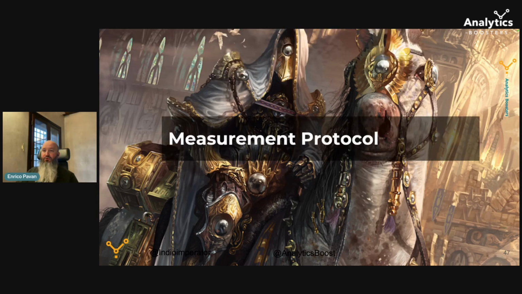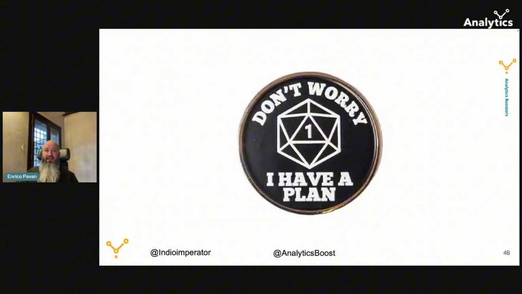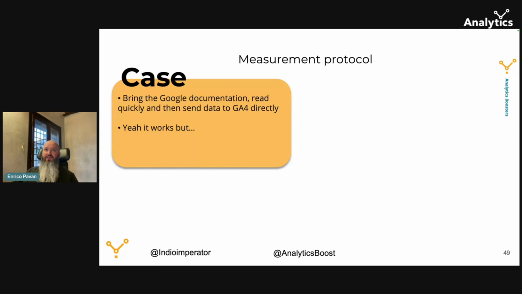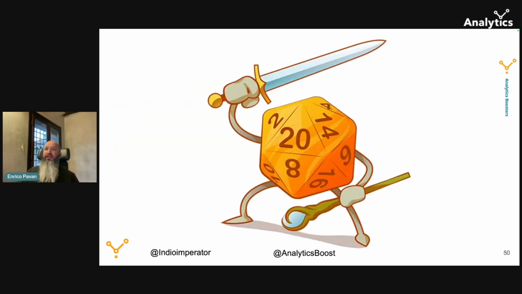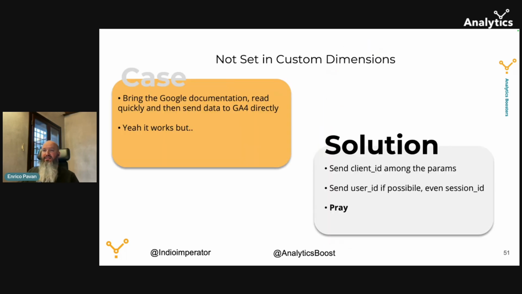And the very last is the measurement protocol. A lot of not set are coming from measurement protocol. And for example, we bring the Google documentation, read it quickly, and then send data to GA4. And yeah, everything is working fine. Everything is in place. But a lot of not set is coming to, for example, UTM source medium, or a lot of not set is coming to campaigns or landing page or something like that. And the solution is that, for example, we forgot to send the client ID among the parameters and send the user ID if possible, or even the session ID.